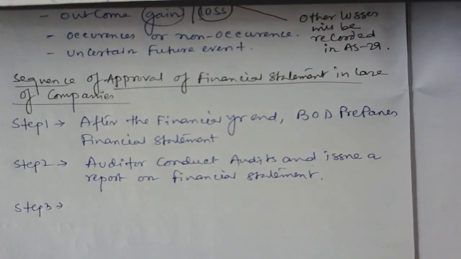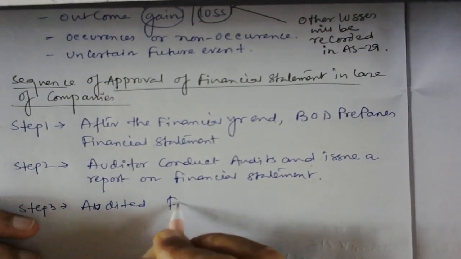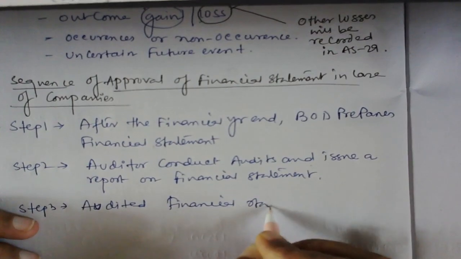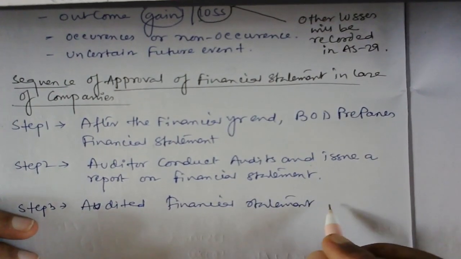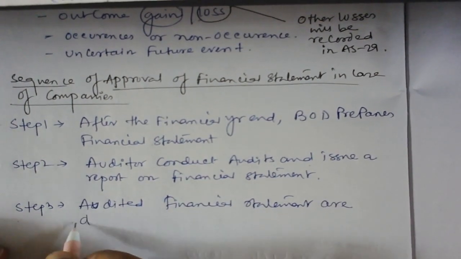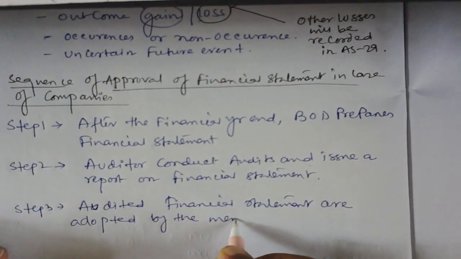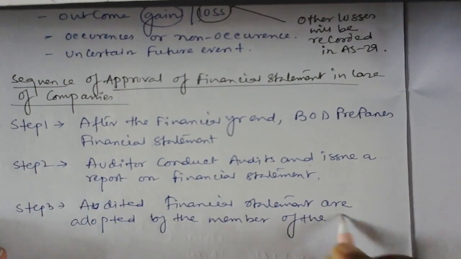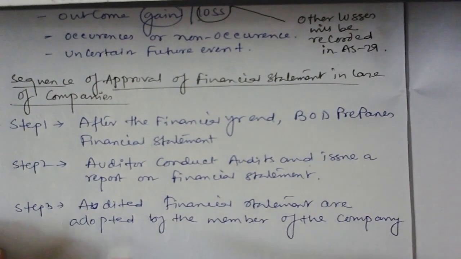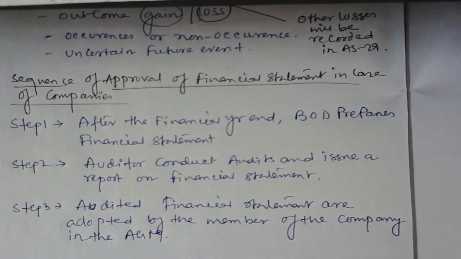Step three, last step. So audited financial statements are adopted by the members of the company in the AGM. Got it, guys? There is a very basic fundamental that we should remember. So these are the three steps through which the financial statement of companies is approved and published.